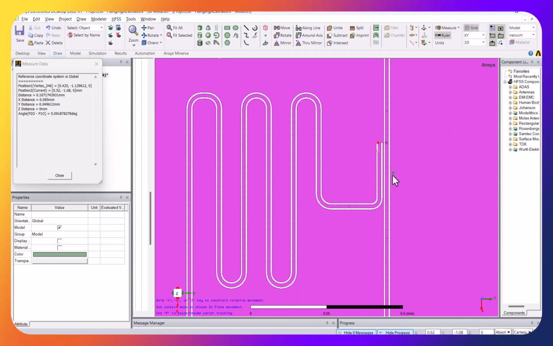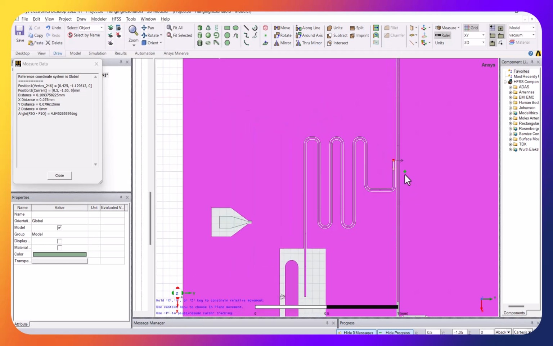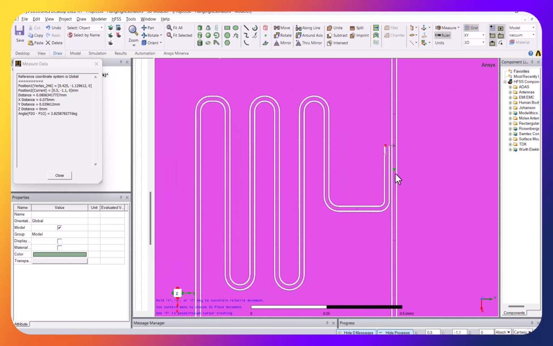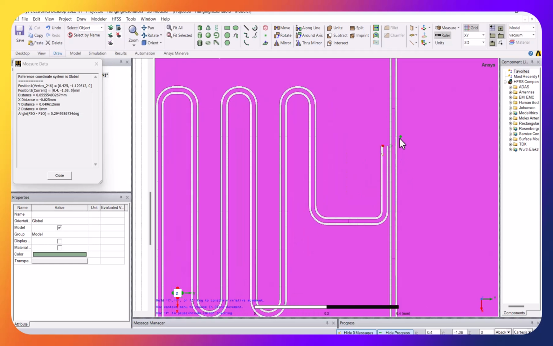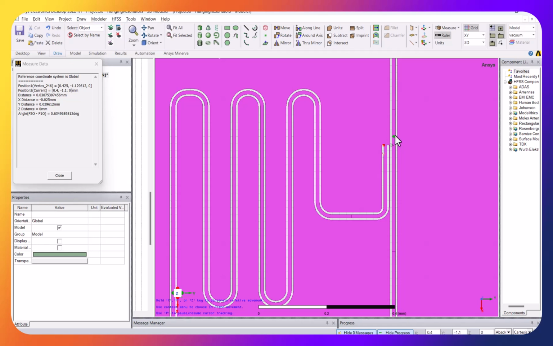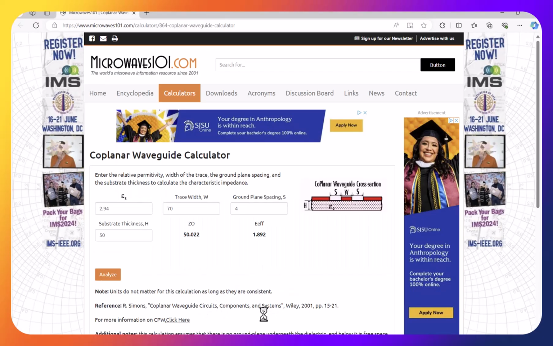Okay, now I will talk about the Feedline and Resonator design. For the Feedline, what we want is to get 50 ohm. So first we will do analytical calculation. I will first use this Microwave 101 website to help me find out what the width and spacing of the coplanar waveguides should be.